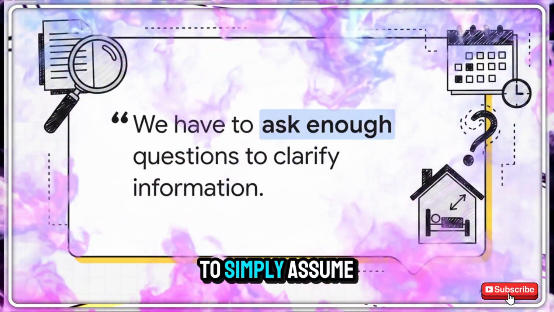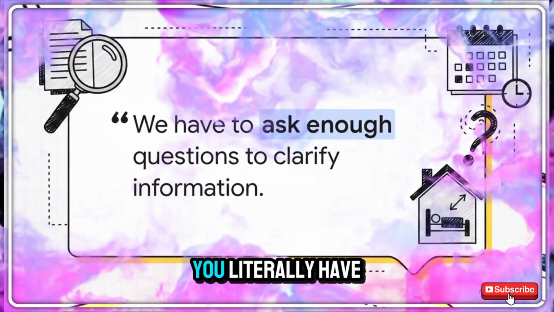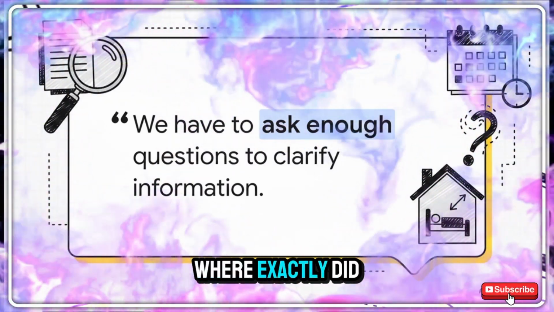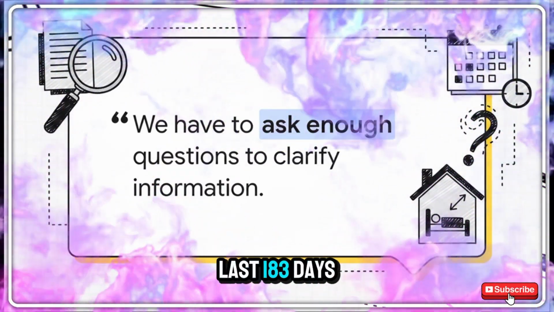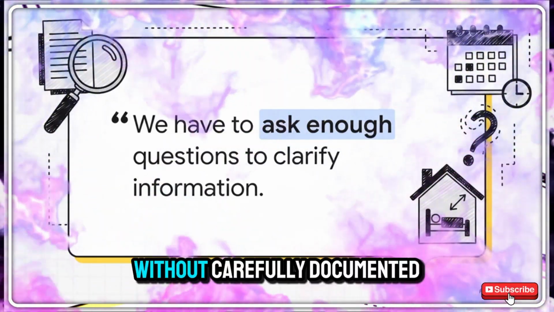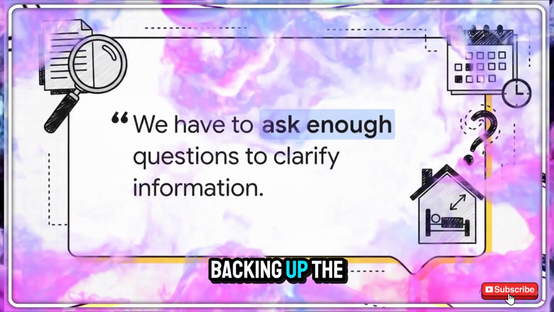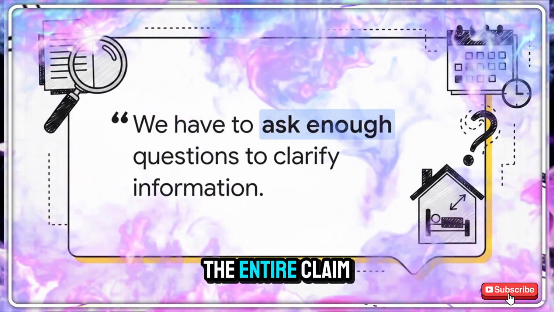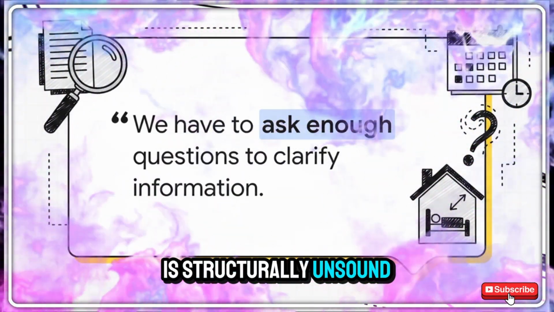It's not enough to simply assume a child lives with a parent. You literally have to ask, where exactly did this dependent sleep for the last 183 days of the year? Without carefully documented answers backing up the physical residency, the entire claim is structurally unsound.